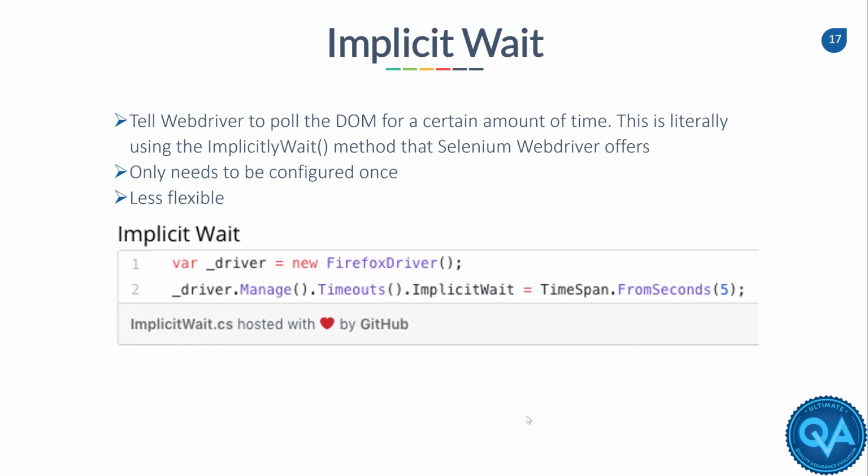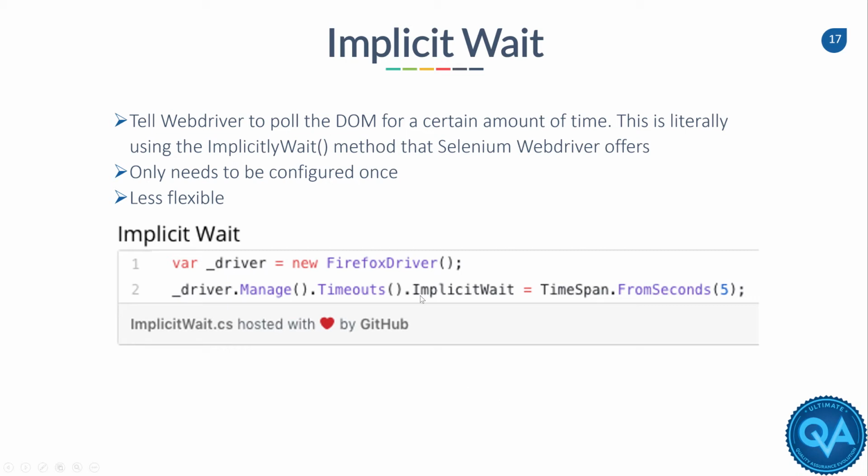There is an implicit wait. An implicit wait basically tells the WebDriver to poll the DOM for a certain amount of time. And it's basically going to poll the DOM until it sees that an element is visible on the page. And it's nice because it only needs to be configured once, right?